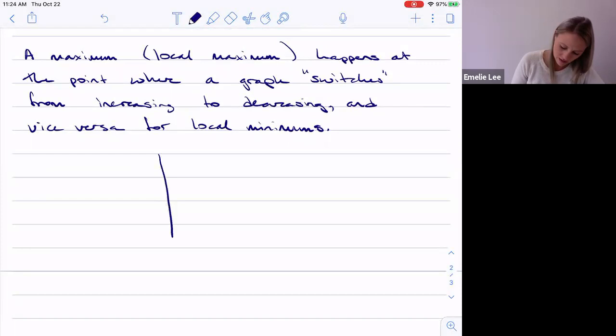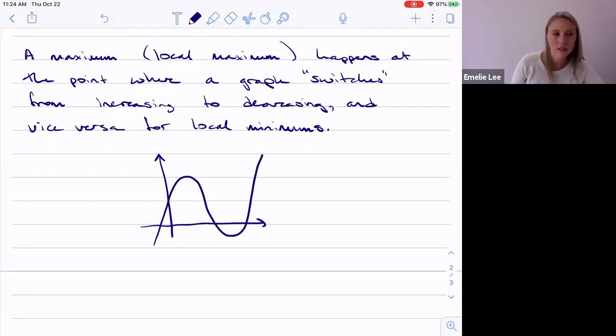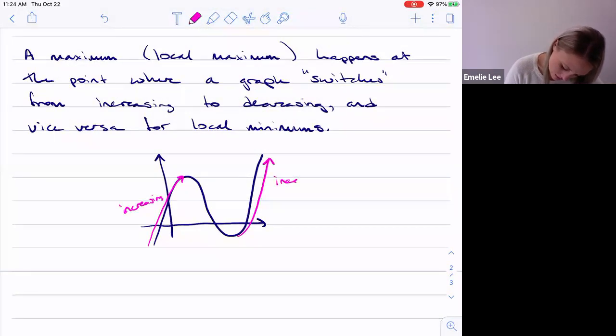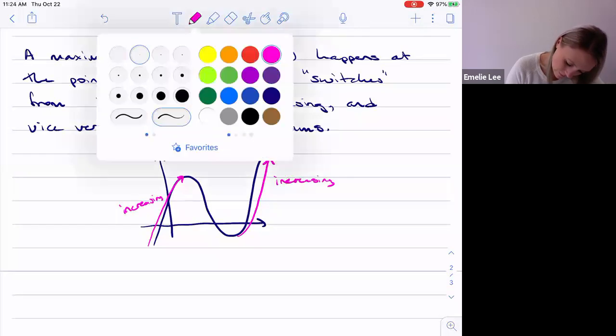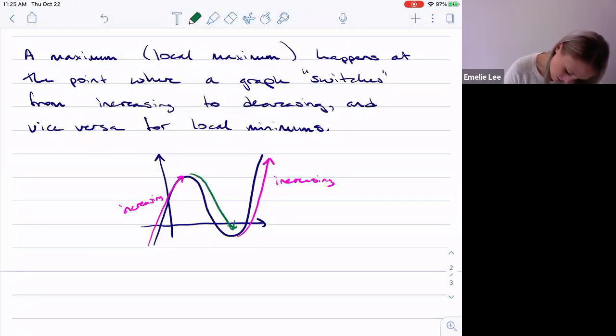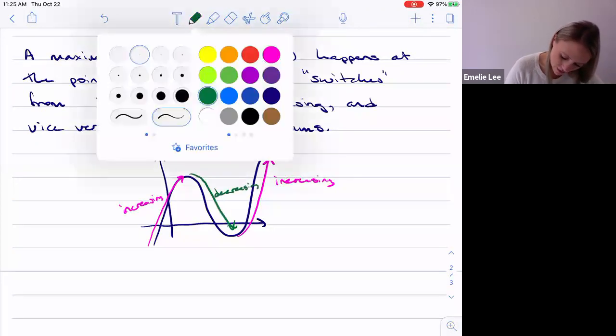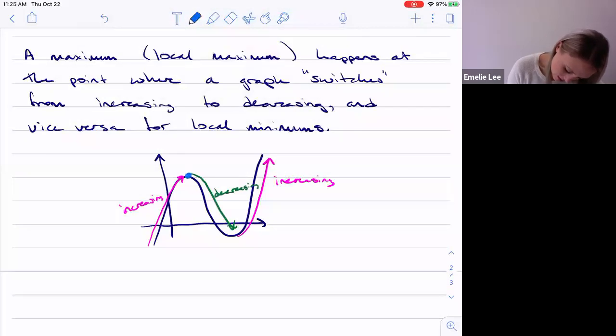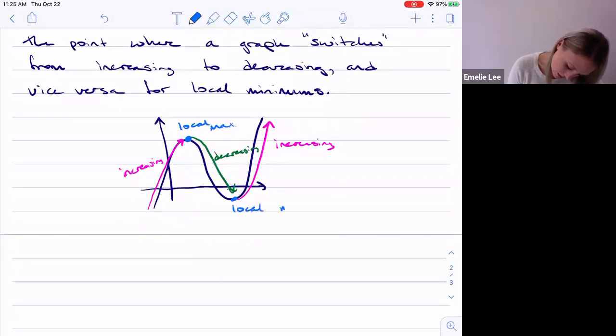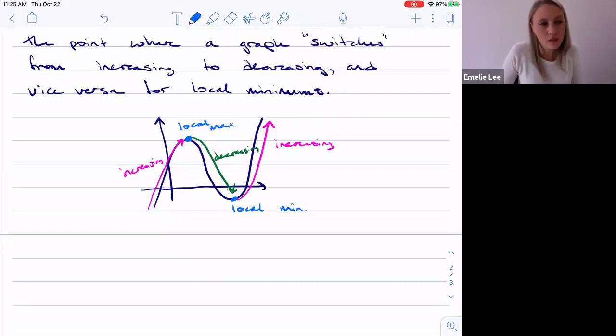Right, so if you've got something that looks like this, let's put a little whoop. My graphs always kind of look the same. Right here, we're increasing. And here we're increasing. And then we said here we're decreasing. Well then, at this point here, this must be a local max. And this point here must be a local minimum.